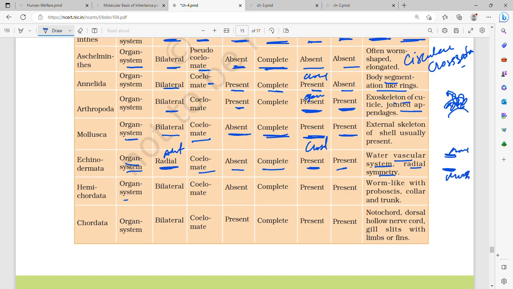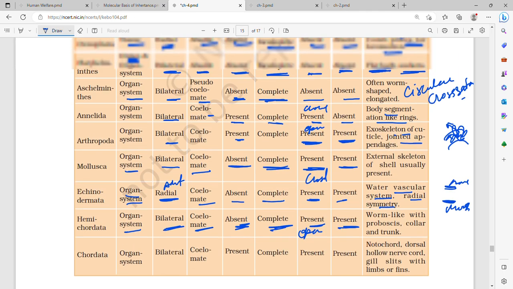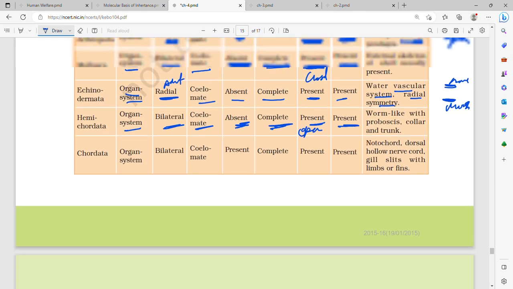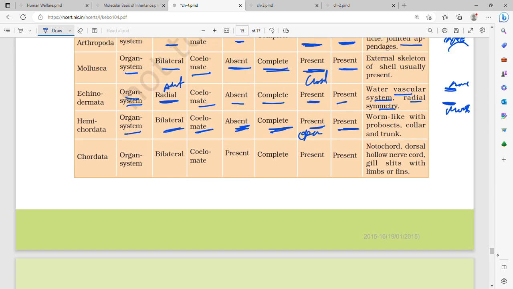Hemichordata: organ system level of organization, symmetry is bilateral, coelomate. Again, segmentation in Hemichordata is absent. Complete digestive system, circulatory system is present, and it is of the open type. Respiratory system is also present. Worm-like with proboscis. They have a proboscis, a collar, and a trunk, and the proboscis helps in excretion.